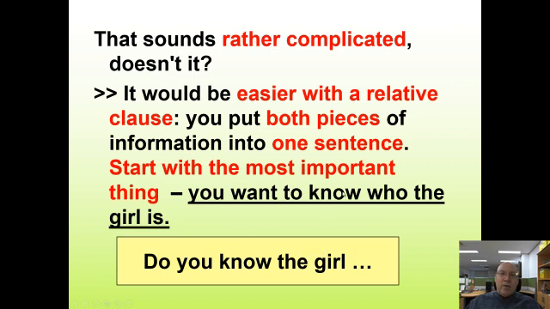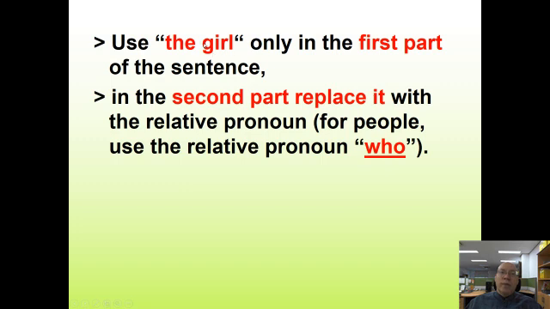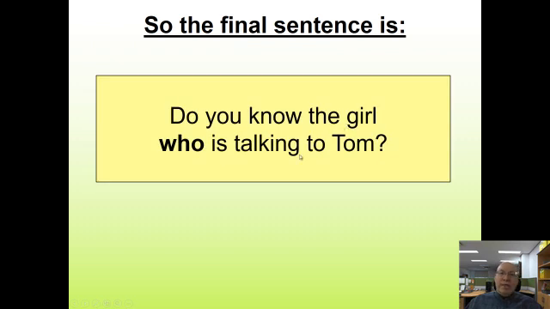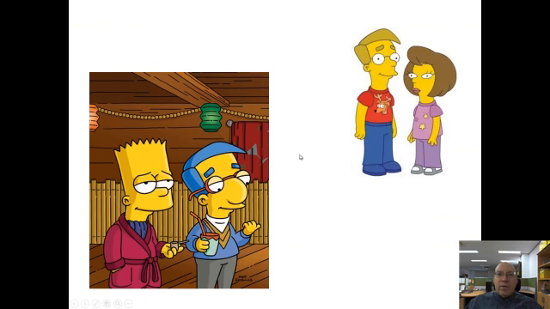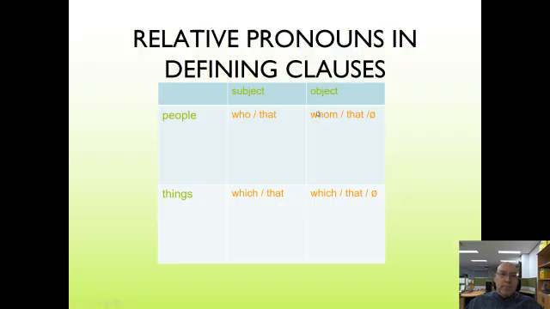And next, we're going to take the secondary part. We're going to change it into a relative clause, and we're going to put who in front of it because who is the girl, right? So use the girl only in the first part. The second part, replace it with the relative pronoun who. Okay, who. So it's going to be very easy, okay? Do you know the girl who is talking to Tom? So now we've taken two pieces of information and plugged them into one sentence or question, and it sounds really nice, okay? So, do you know the girl who is talking to Tom? Who being the relative pronoun.